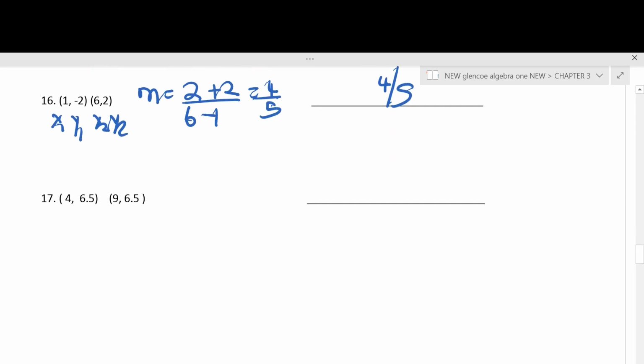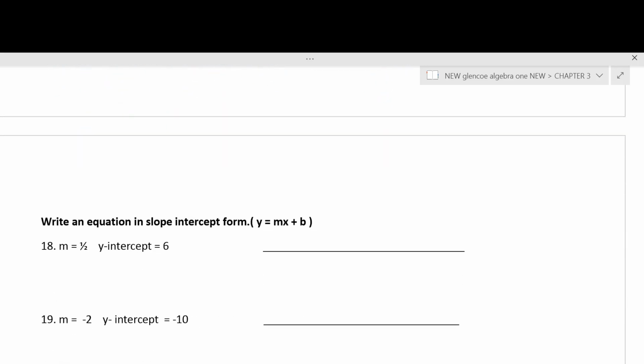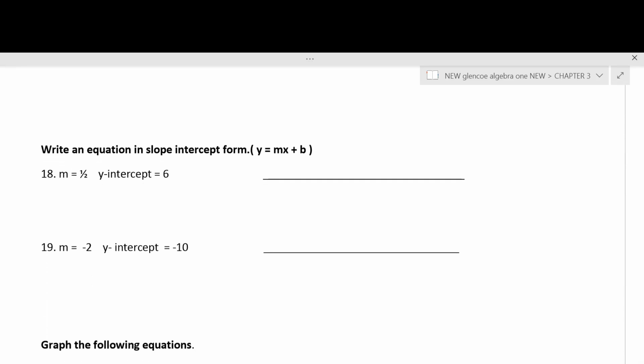Next: 4, 6 and a half, and 9, 6 and a half, x1, y1, x2, y2. 6.5 minus 6.5 over 9 minus 4 equals 0 over 5, or a slope of 0. Number 18, write an equation in slope-intercept form.